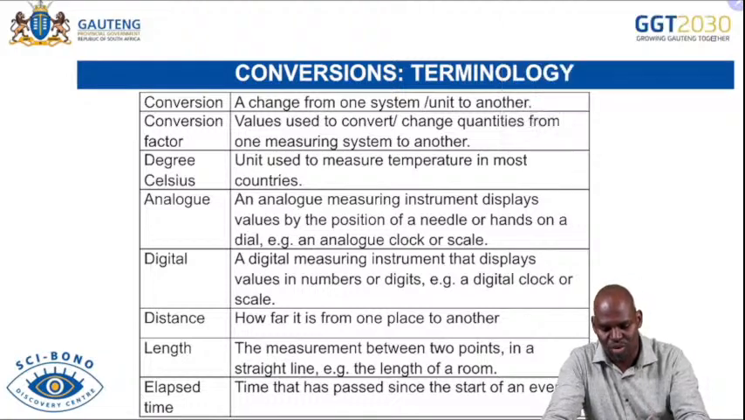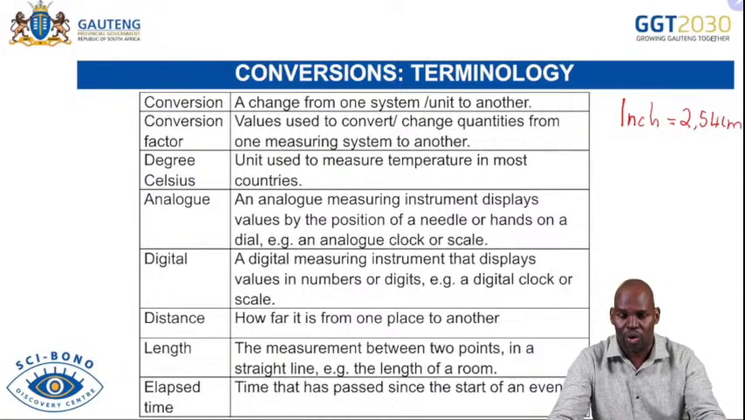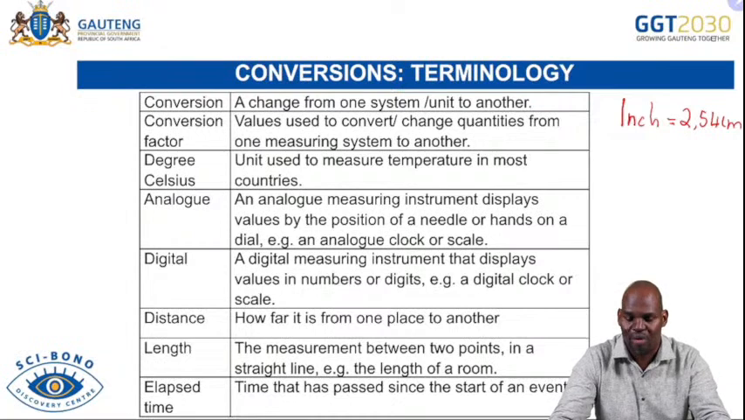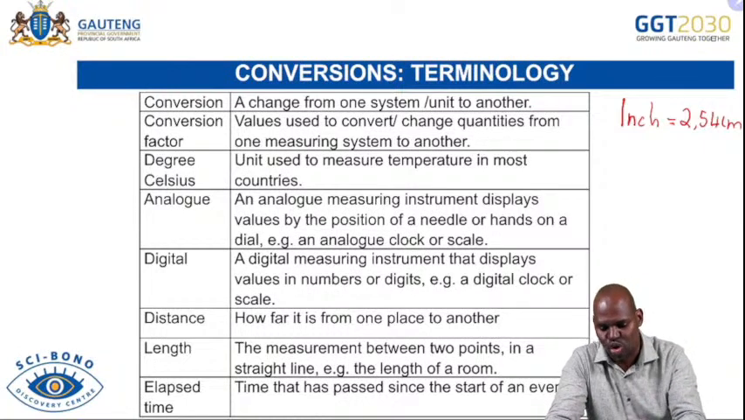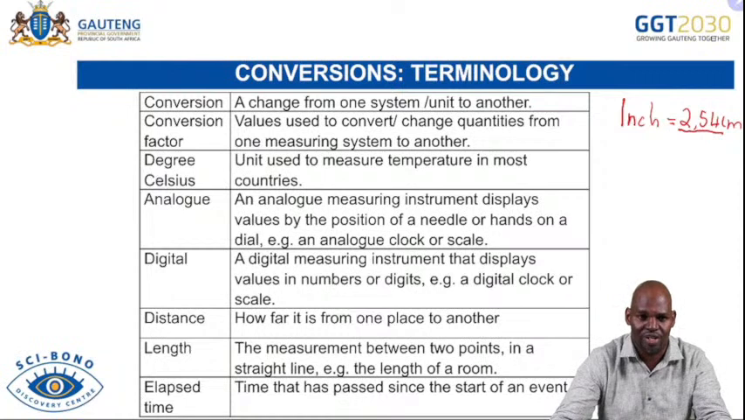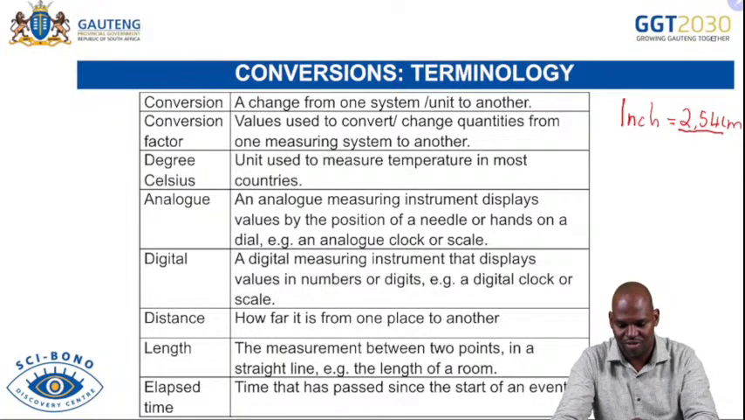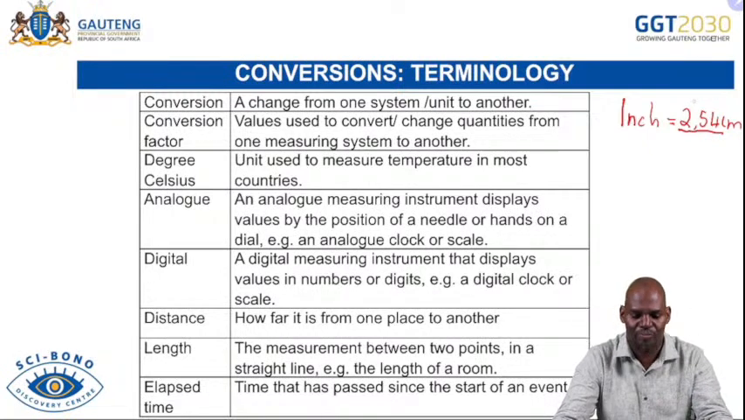Let's say 1 inch is equal to 2,54 centimeters. Okay, we know that 1 inch is equal to 2,54 centimeters. That means when we convert from inches to centimeters, we multiply by 2,54. And when we convert from centimeters to inches, we divide by 2,54. So that 2,54 is our conversion factor. The conversion factor is the value, and in this case the value is 2,54.